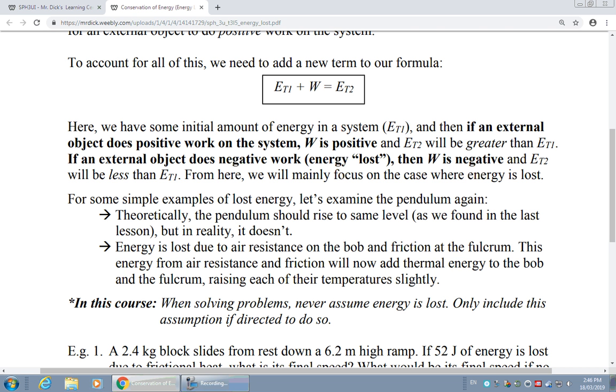So even though we could technically have some cases where we have positive work being done, we're mainly going to focus for the rest of these examples and in most of your hit list questions on the case where energy is lost, because that's the more common thing that we deal with in engineering applications.